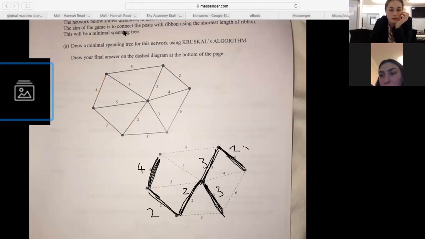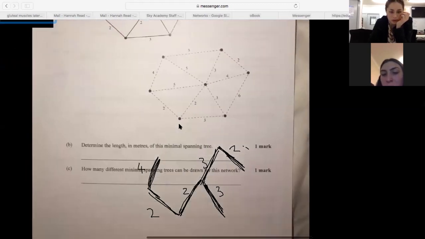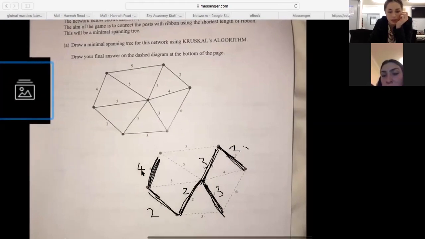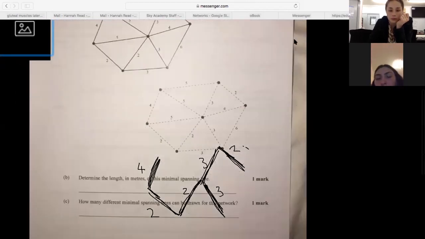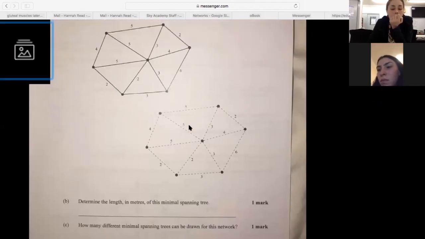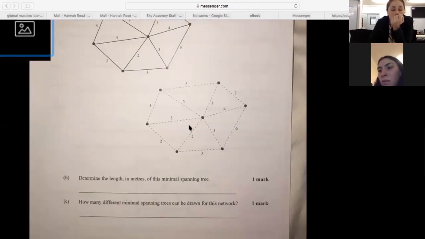Determine the length of this minimal spanning tree. 8, 10, 16. How many different minimal spanning trees can be drawn for this network? Okay, let's try again. Minimal spanning tree. Okay, this is 16. That's so annoying.